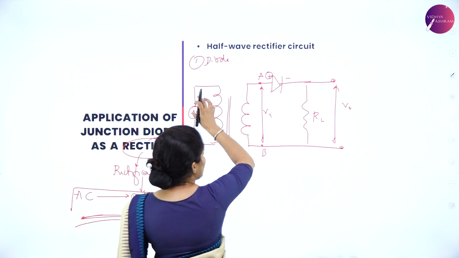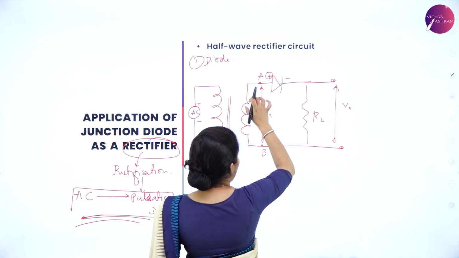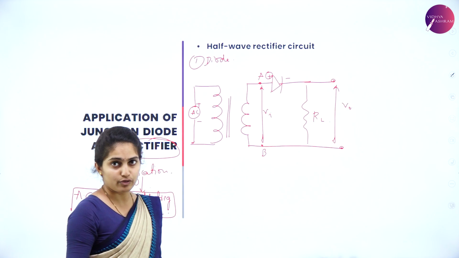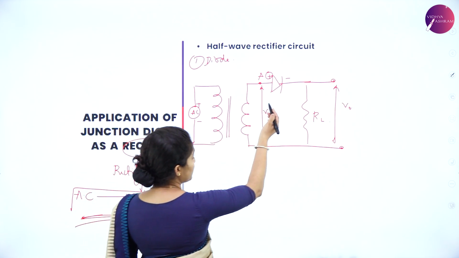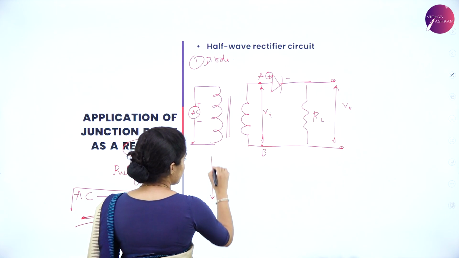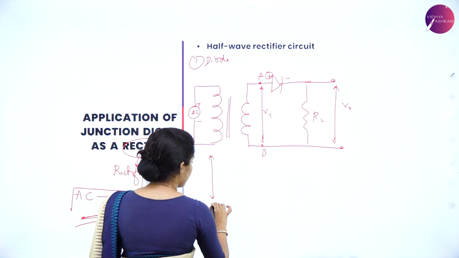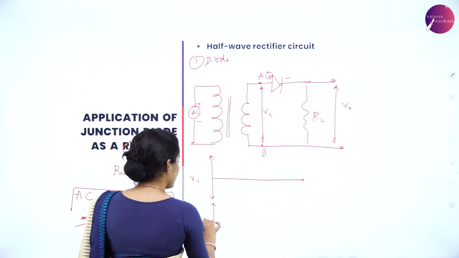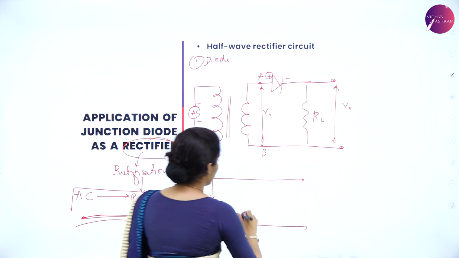Whenever positive is given to the p type and negative to the negative side of the diode, it is said to be forward bias. When it is forward bias, it conducts electric current. That is shown in terms of the waveform. You have a set of waveforms: one is for input signals, another is for output signals, with respect to time.